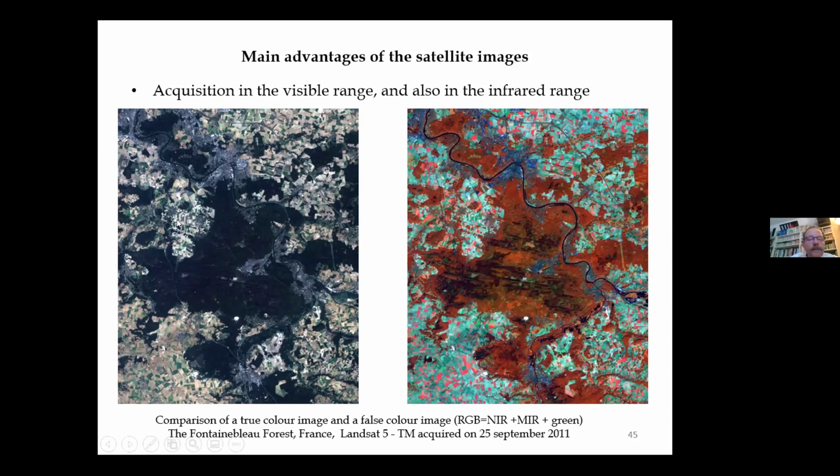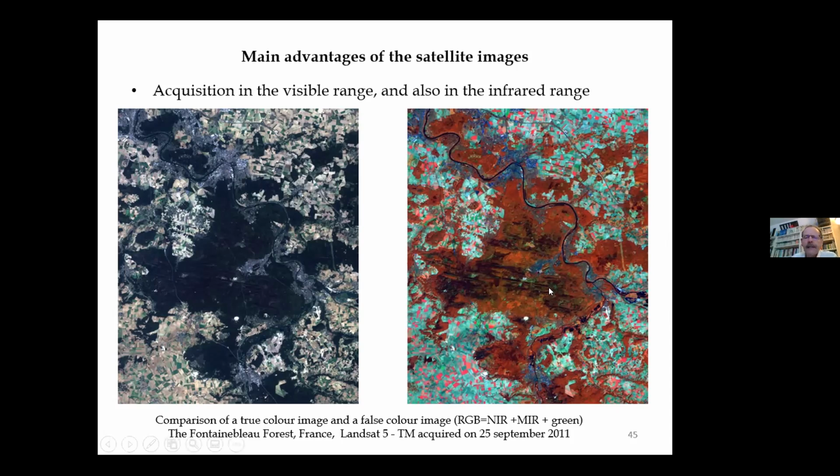The fields, the crops are in white or in pinky colors, or in green if you have some active crops. And the cities are in gray or in blue-gray. Okay, the water is in black. Here to the right, this is the same area using other bands of the Landsat 5 satellite thematic mapper sensor.